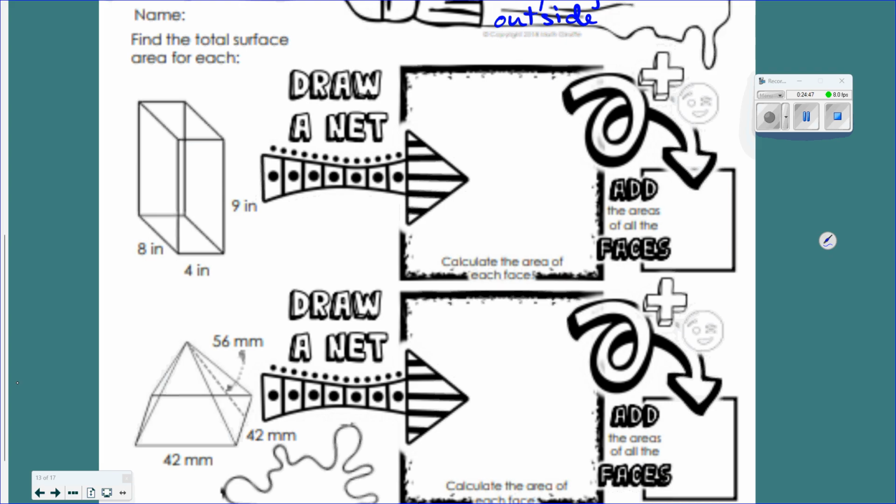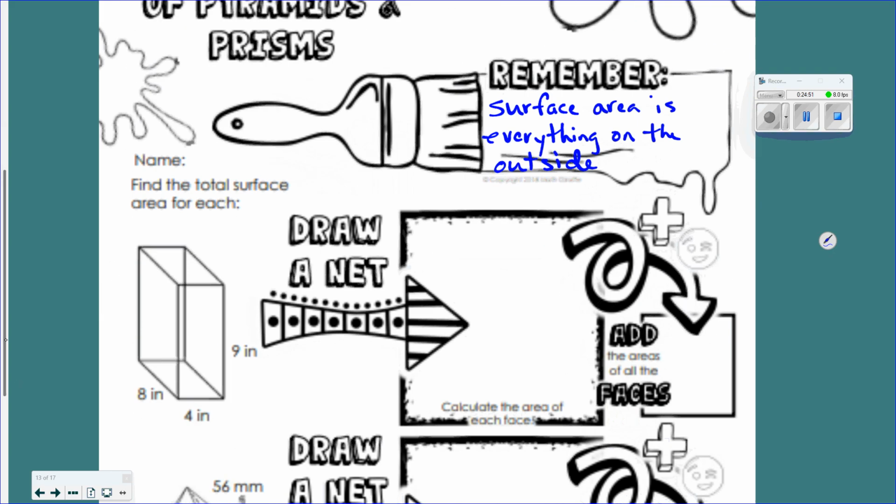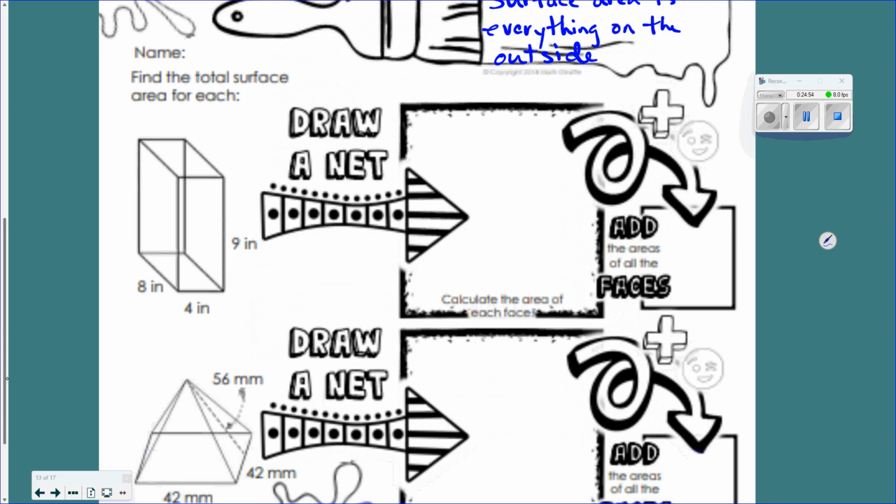Okay, on these two. Again, the first thing you need to do is figure out what the shape is. We draw my net. So my first shape is a rectangular prism. Because it's a prism, I'm going to start out by drawing the rectangles. To me, these are the sides. So I've got a 4-inch, and then an 8-inch, and then a 4-inch, and then an 8-inch. That would be a little bit longer. So these are going to be 4 by 8. Then I'm going to draw the one on the side, and this one is going to be 9 inches.